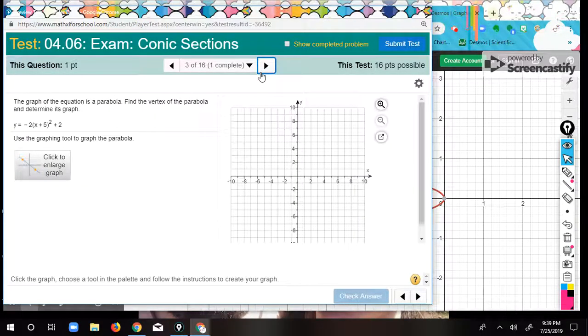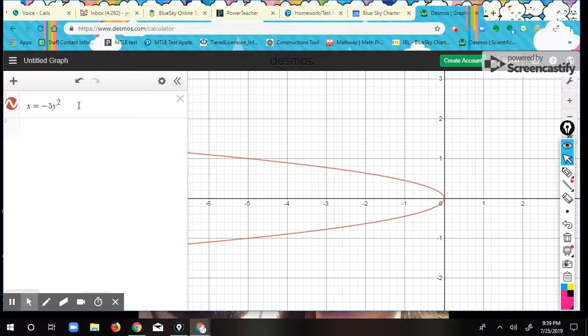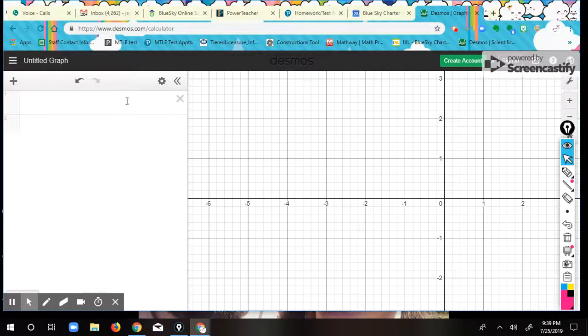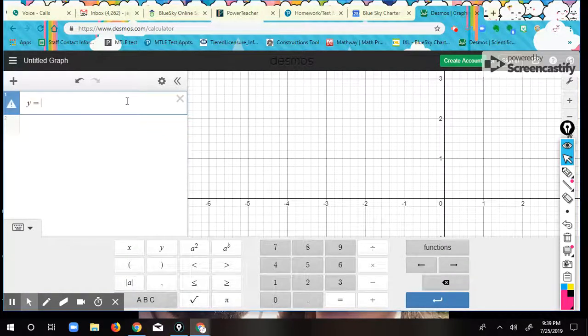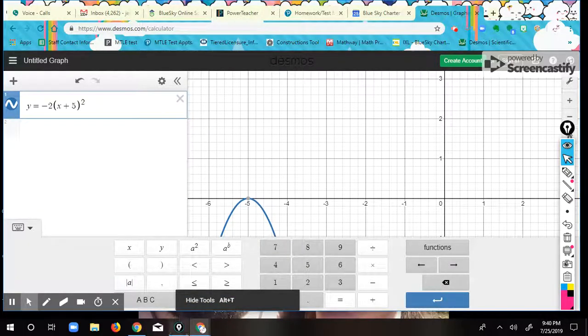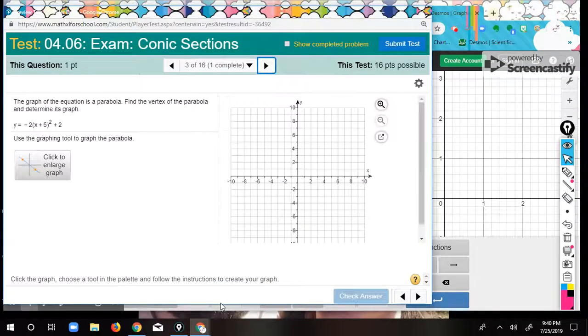Okay, same deal. It's going to be a parabola, find the vertex, and determine its graph. So it's negative 2 times x plus 5 squared plus 2. Negative 2. So y equals negative 2 times x plus 5 squared. Oh, I was doing so good. Now I gotta check if it's plus 2. Okay.